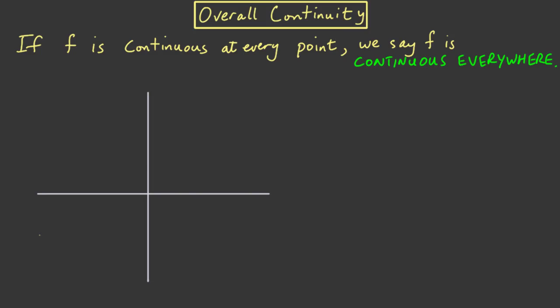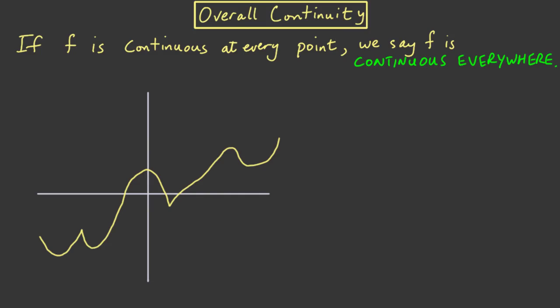If we draw the graph from left to right, we never have to lift our pen for a jump or a hole or anything like that. It's just nice and connected. Continuous functions are great, especially from the point of view of limits, because the limit of a continuous function will always equal the value of the function at that point.